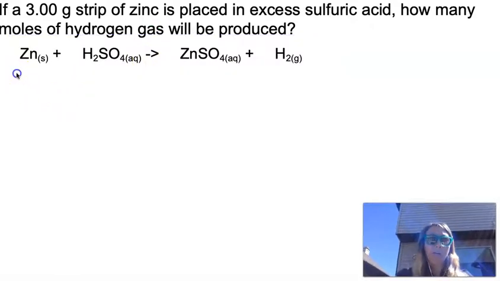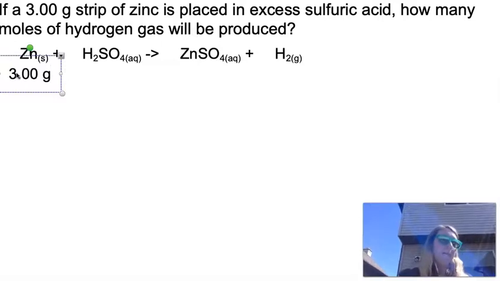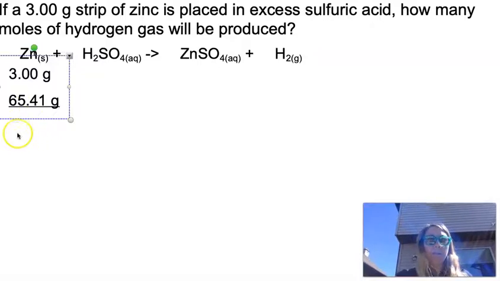So givens wise, we know for zinc, we have 3 grams. Okay, because we have a mass, we are going to have to go get a molar mass. So for zinc, it's 65.41 grams per mole.